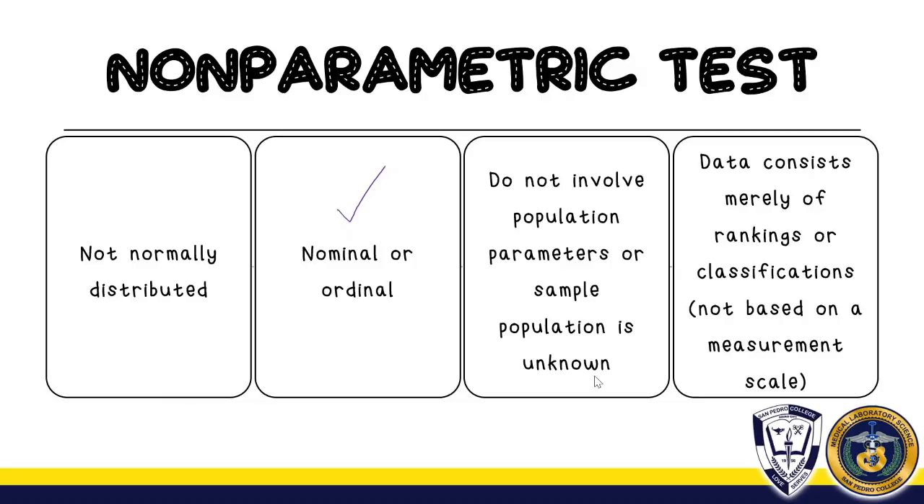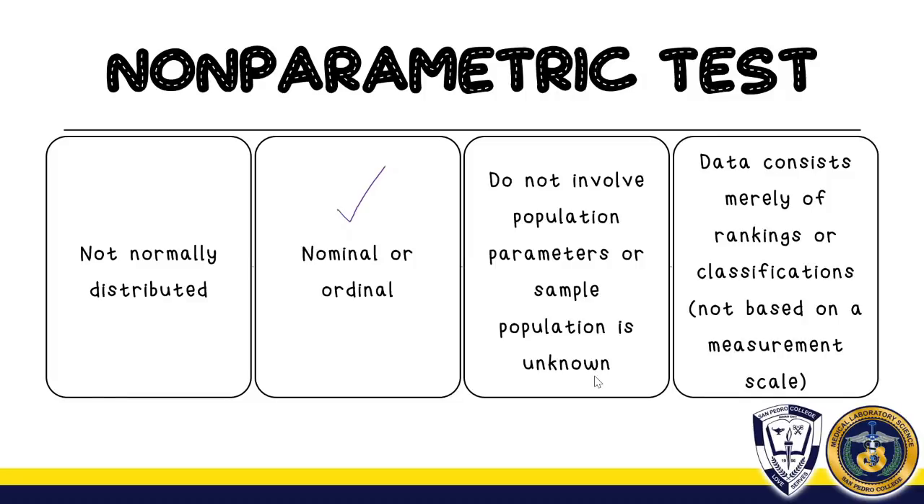And usually, when you have an outlier, it makes your data not normally distributed. Next, it does not involve population parameters, or the sample population is unknown. So usually, di po natin, natawag ito, we do not mind whether there is a certain population, definite population sa data. And lastly, data consists merely of rankings or classifications not based on a measurement scale.